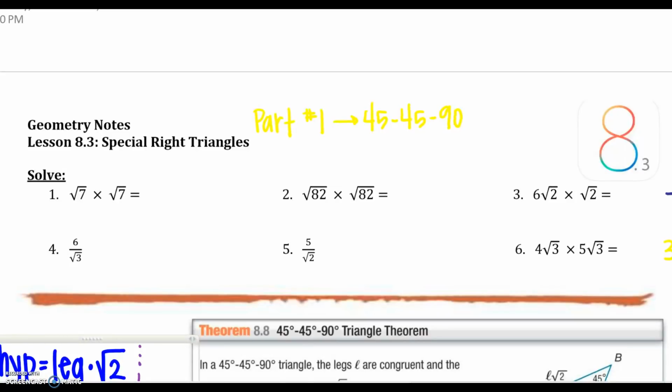Hey there, welcome to lesson 8.3, our special right triangles in our right triangles and trigonometry unit. We are going to do this in two parts today. So our first part is going to be our 45, 45, 90 degree triangle.